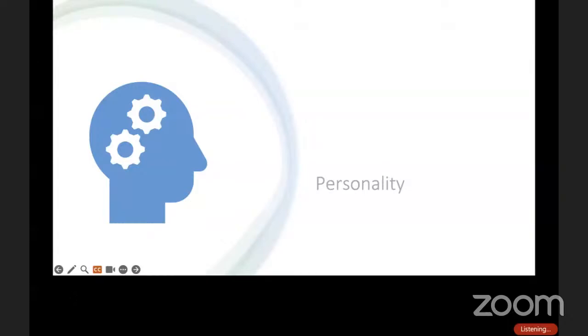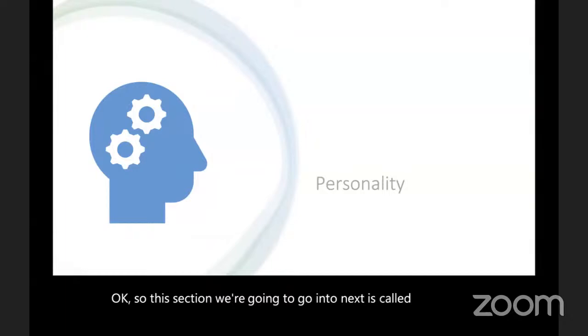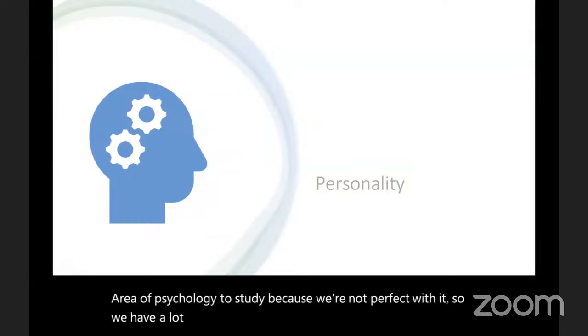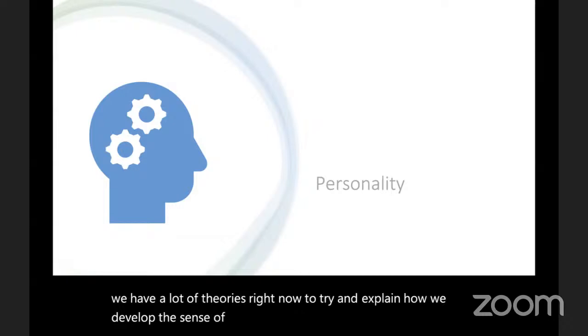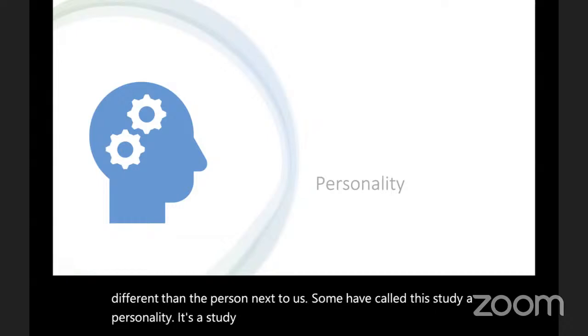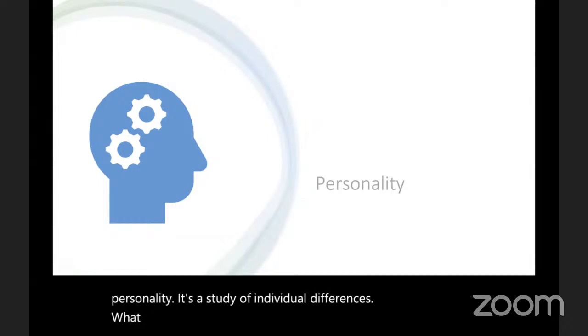Okay. So this section we're going to go into next is called personality psychology. It is a very complex area of psychology to study because we're not perfect with it. So we have a lot of theories right now to try and explain how we develop this sense of individual way of being that is kind of different than the person next to us. Some have called this study of personality a study of individual differences. What makes individuals different, even in situations where we may be behaving the same.